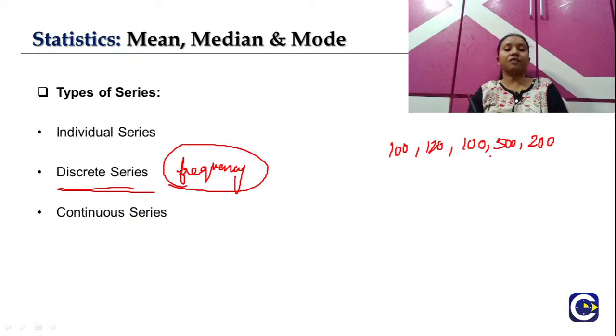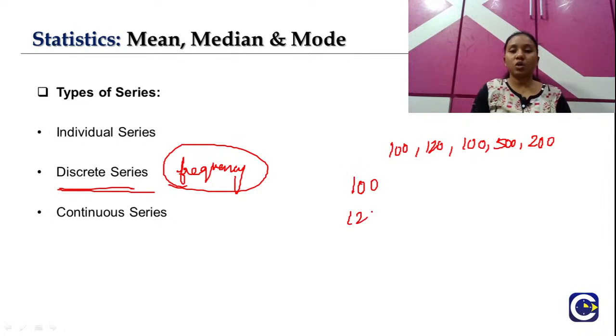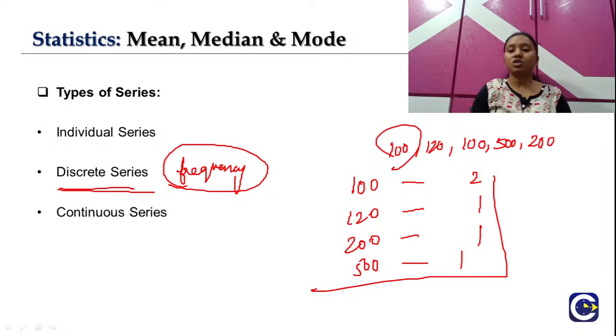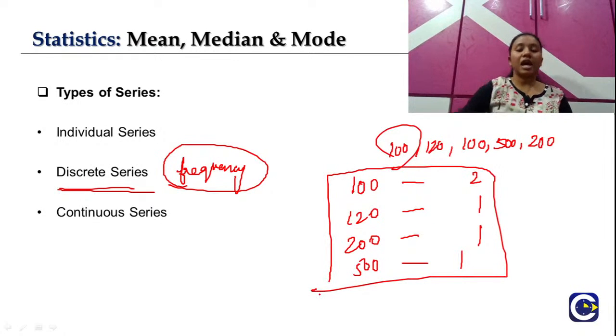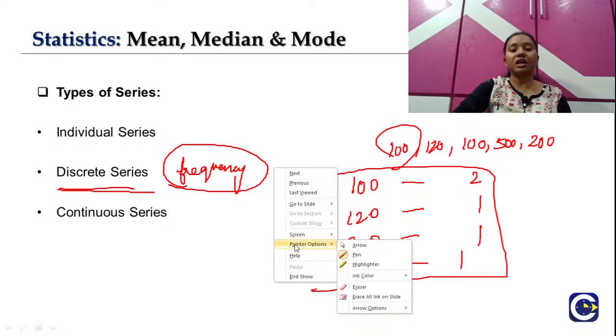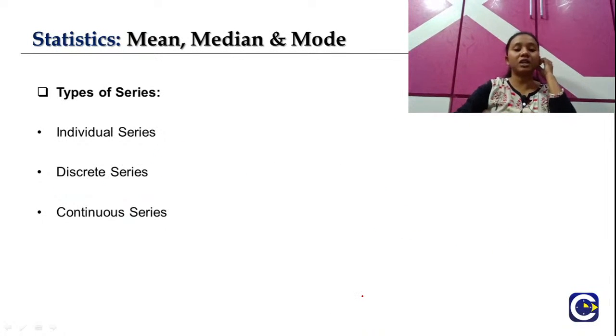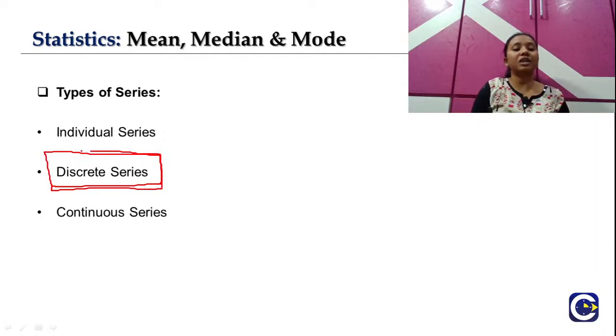So for this data, if I want to establish this in typical discrete form, how will we write it? 100, 120, 200 and 500, where the frequency of 100 here is 2 because it occurs 2 times, the frequency of 120 is 1, the frequency of 200 is 1 and the frequency of 500 is 1. Likewise we can establish this, and in general the tables will be given according to the frequency. So whenever you see a frequency, that given information will come under the discrete series.